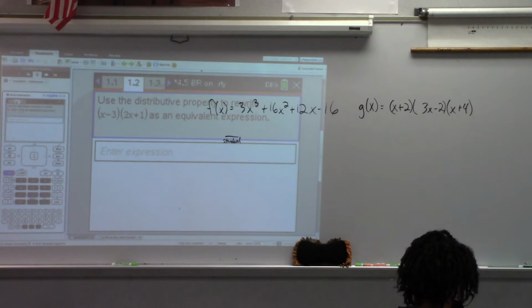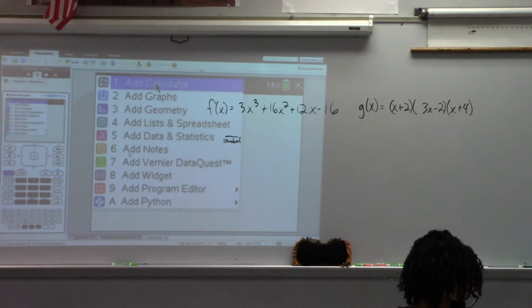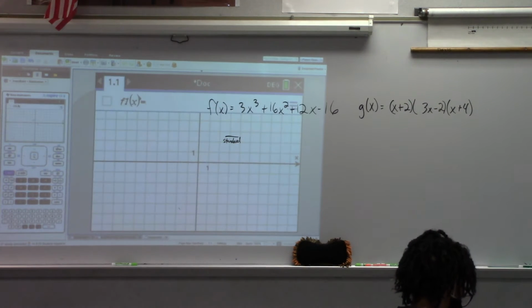They're the same? Yep. How do you know? Is it x cubed? No, 3x cubed? 3x cubed plus 16x squared plus 12x plus 16. X plus 2?